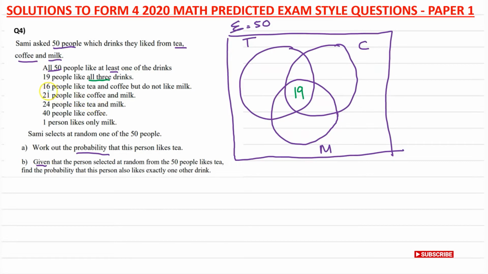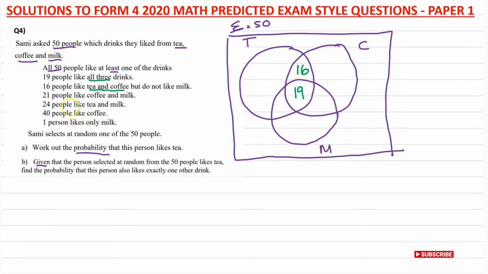And then we're told 16 people like tea and coffee, but they don't like milk. So if they don't like milk, they can't be anywhere near this circle which says M. But they like both tea and coffee, so that means we're talking about this area here. So we're going to put 16 people in there.